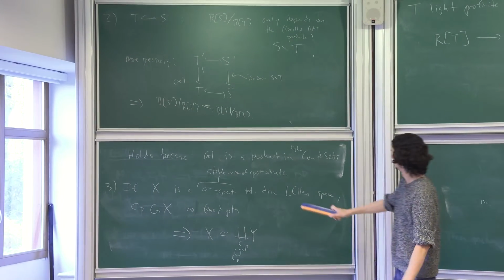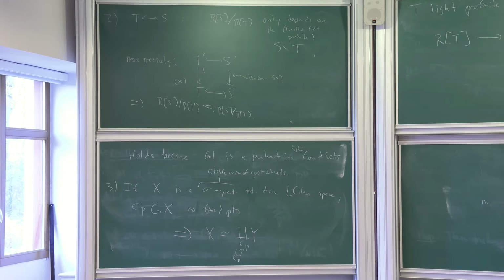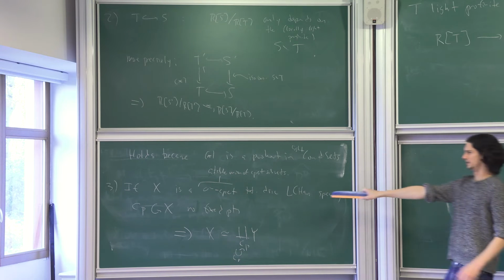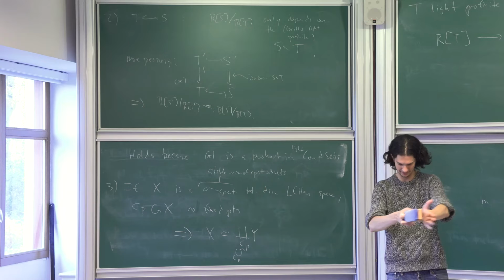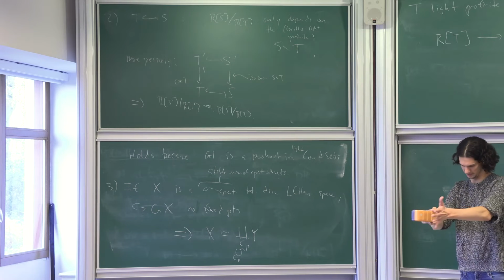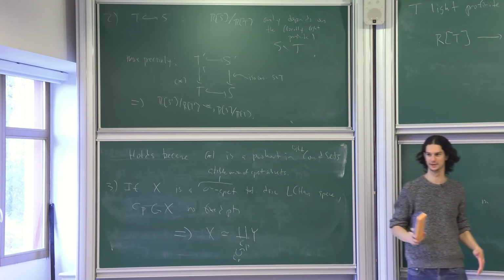By the way, if you have a light profinite set and you remove a closed subset, which is also light, then the complement is one of these guys. It's going to be sigma compact because of the lightness, basically. There's a countable system of neighborhoods of any closed subset, and then it's totally disconnected and locally compact Hausdorff.